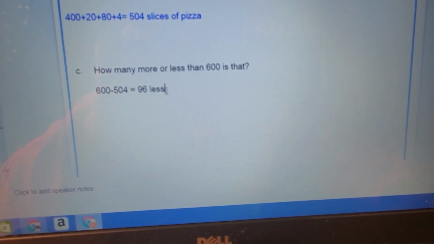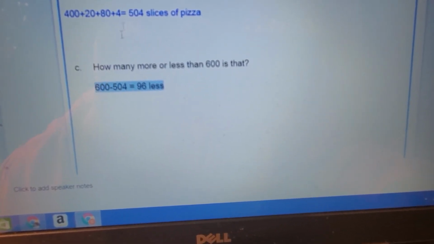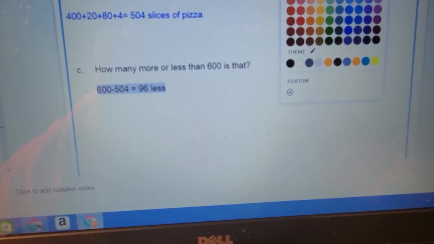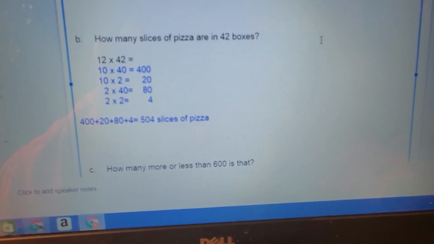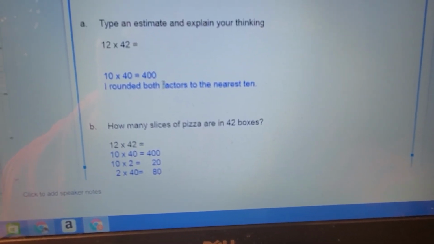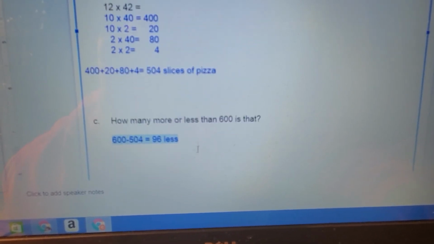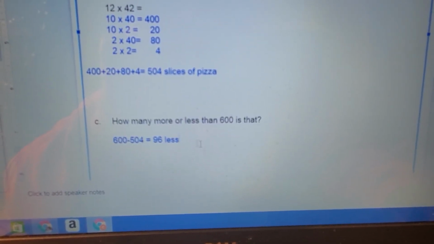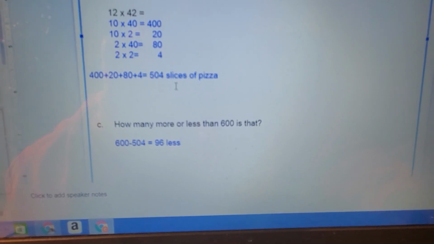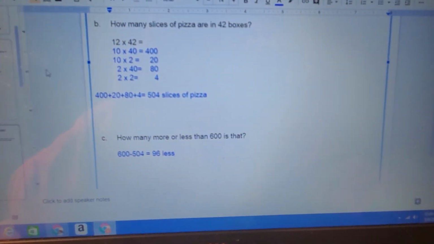So that's how you solve all the 3 parts. There's 3 parts to each problem. There's the estimate. So I'll go back up so you can see that. First is the estimate and your explanation. Then you solve it with the clusters. And then you compare your answer to what you need. We needed 600, but we only have 504 slices. So that's how you do that.